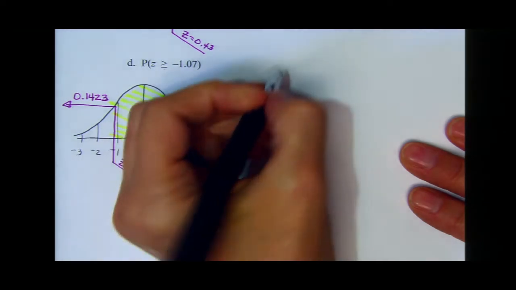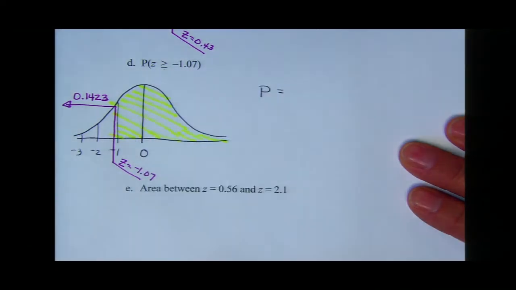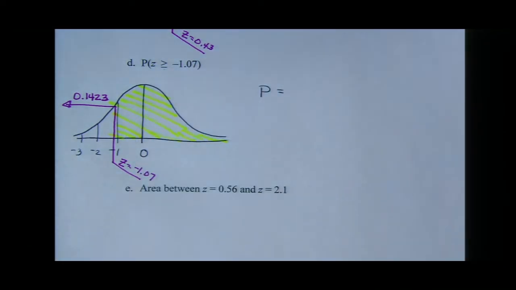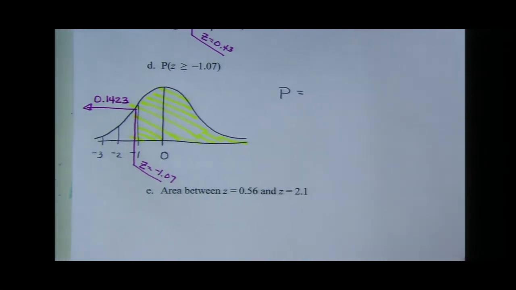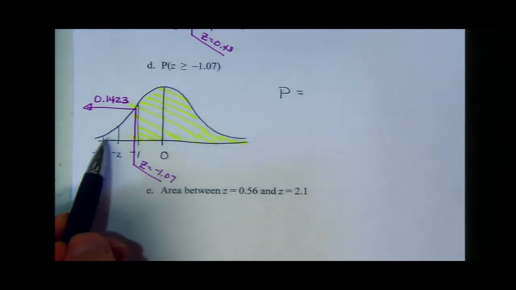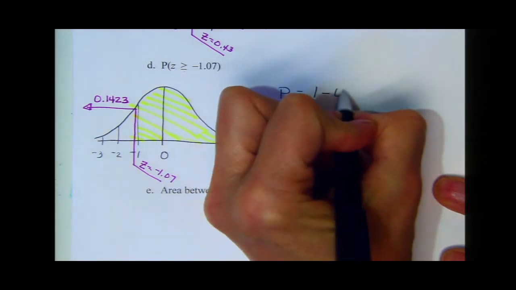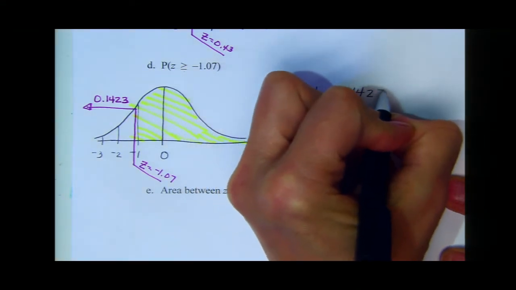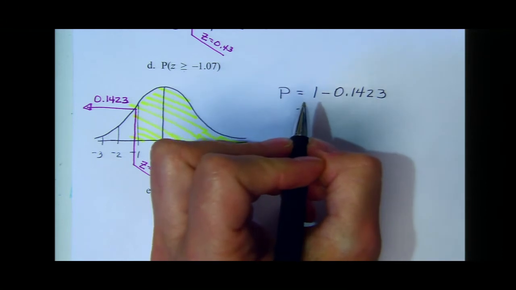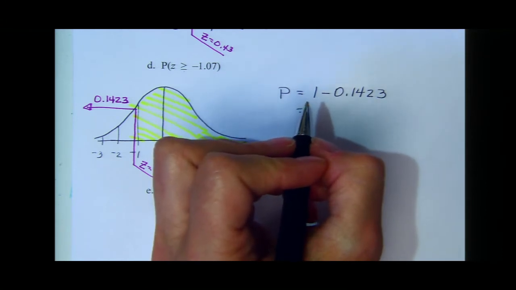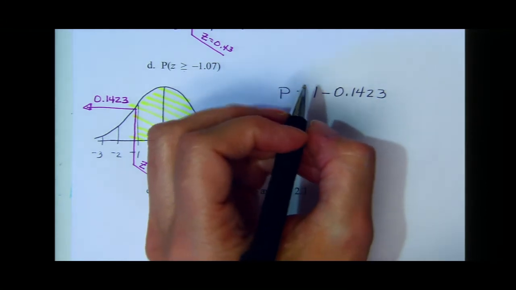So as a probability, I'm not going to change these two percentages because that's area, but as a probability, then the area underneath, I convert 100% to just 1. So I do 1 minus 0.1423, which is 0.8577.